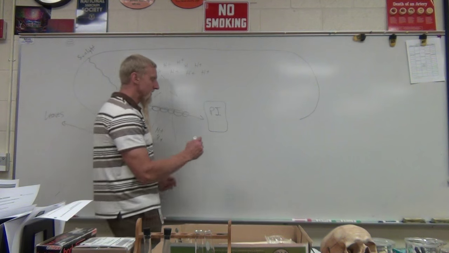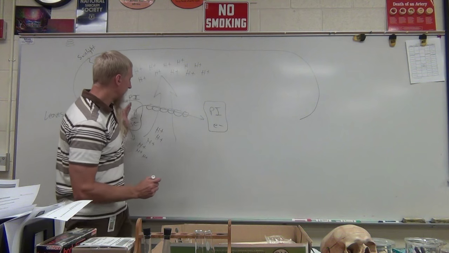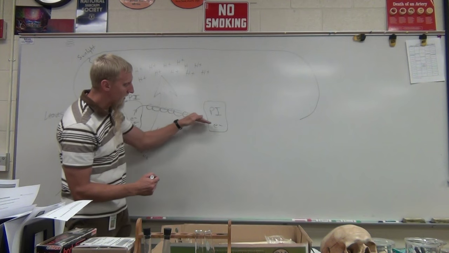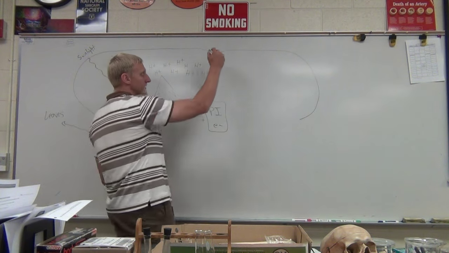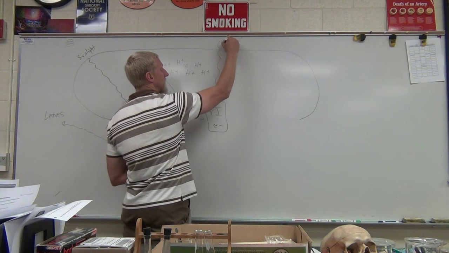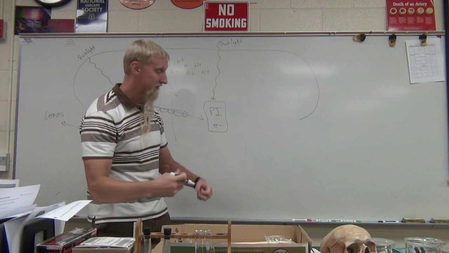All right, so the electrons that end up here started off high energy, but they got used. So they're now low energy electrons. What happens in photosystem 1 is sunlight is captured. So we'll fill that in, sunlight. Photosystems capture sunlight.